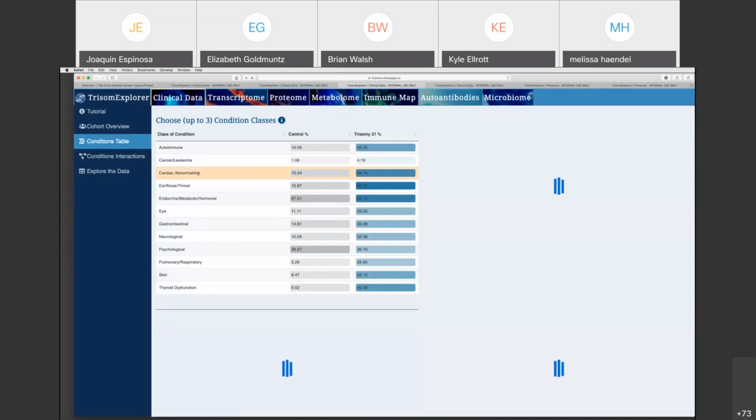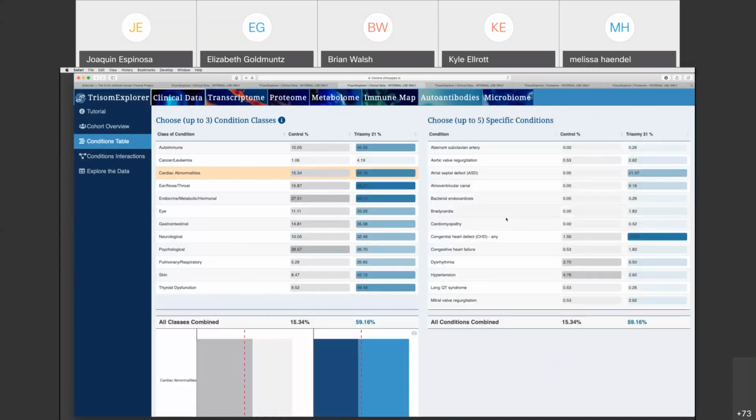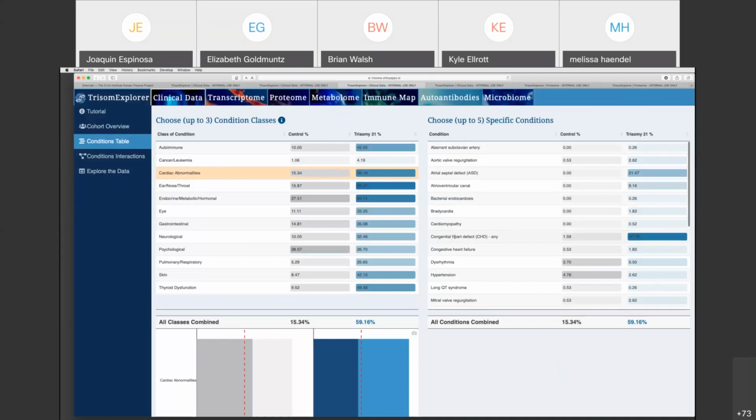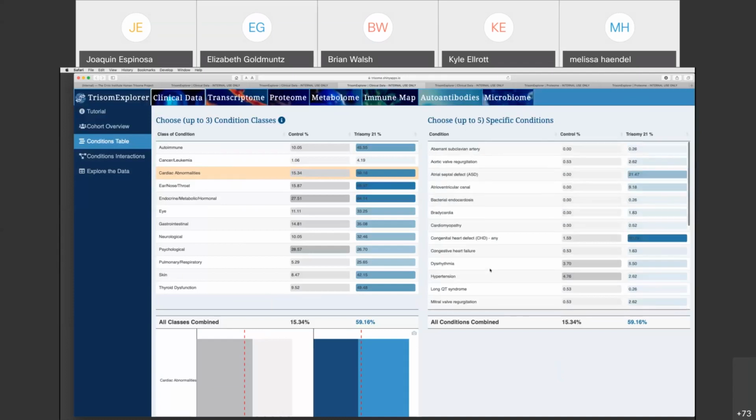But then when you click into that, there's a whole lot of different types of cardiac abnormalities that our clinical coordinators can identify in the clinical trial. And I think many of these were just mentioned, right? And then again, you can do different groupings. You can do any type of congenital heart defect, or you can do any kind of atrial septal defect, or you can get very specific, very granular here.